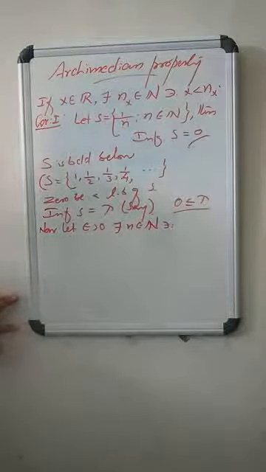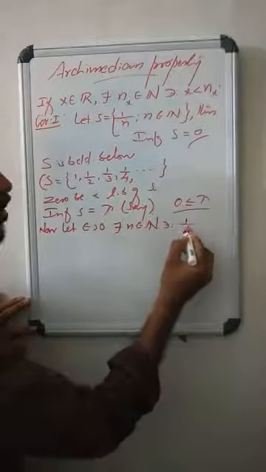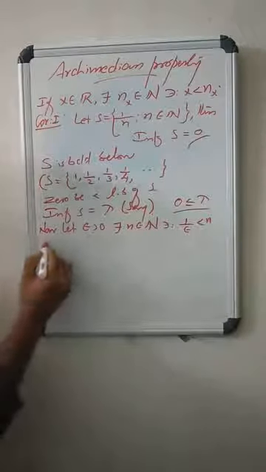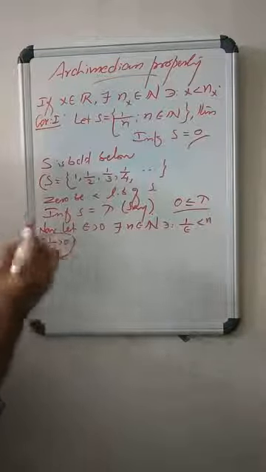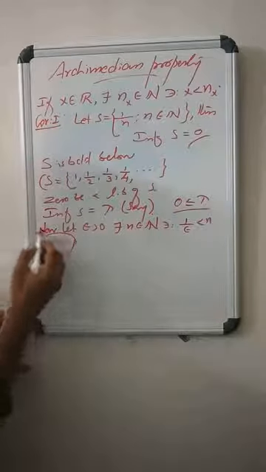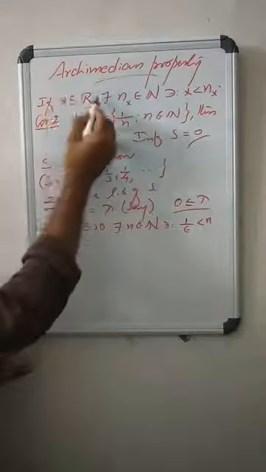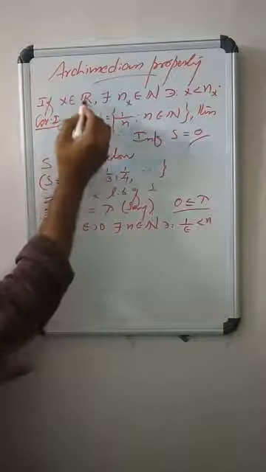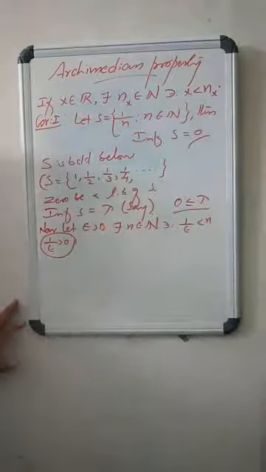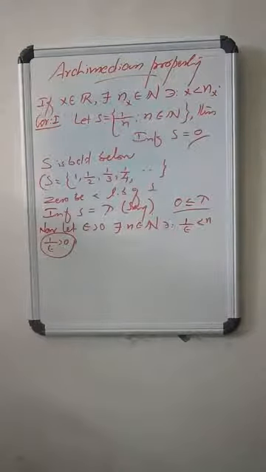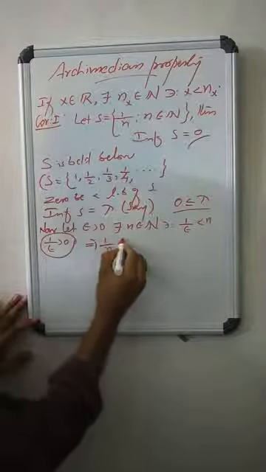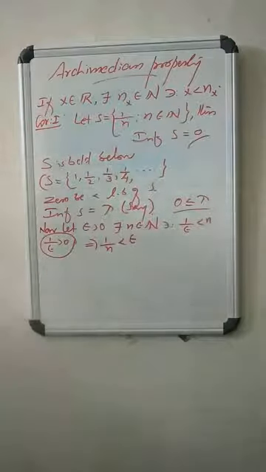such that 1 by epsilon is strictly less than n. Since epsilon is positive, 1 by epsilon is also a positive quantity, a real number. Then by the Archimedean property there exists some n in N such that 1 by epsilon is strictly less than n. 1 by epsilon strictly less than n means 1 by n is strictly less than epsilon.